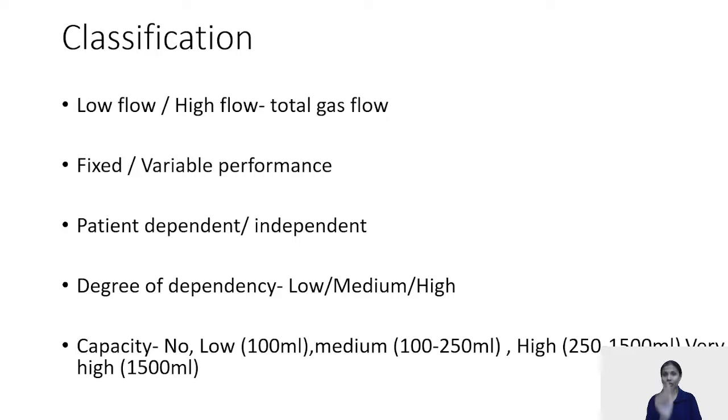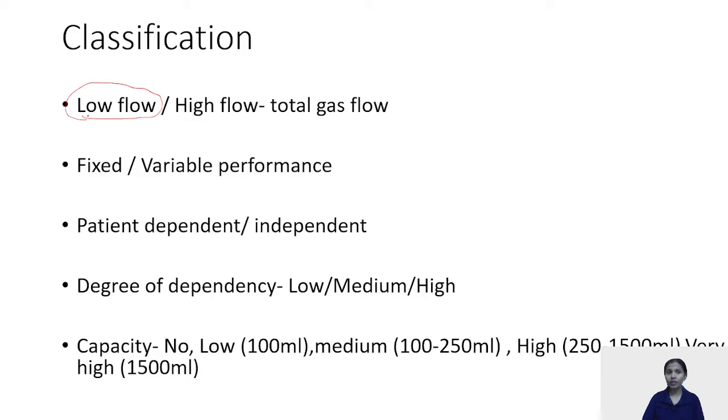This classification is how you are going to describe a device. For example, we take a device like a nasal cannula. So, the nasal cannula has to be described under these headings. First, coming to the classification part and understanding what the classification is. The first is low flow and high flow.